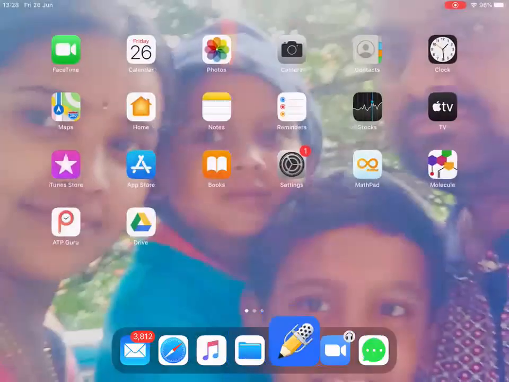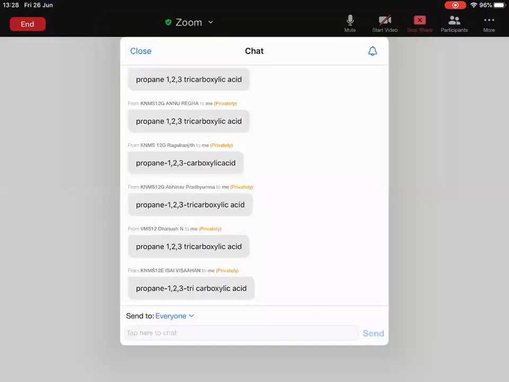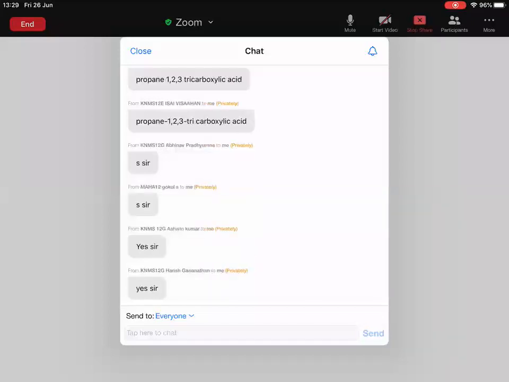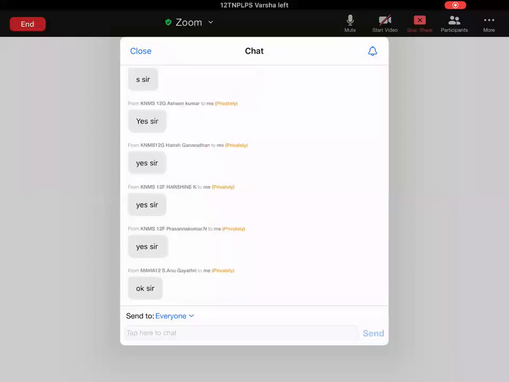Okay, is it clear to everyone? Propane 1, 2, 3 or 1, 2, 3 propane, both are the same, it doesn't make any difference. Is it clear? Okay, this is the nomenclature of the carboxylic acids. Followed everyone?